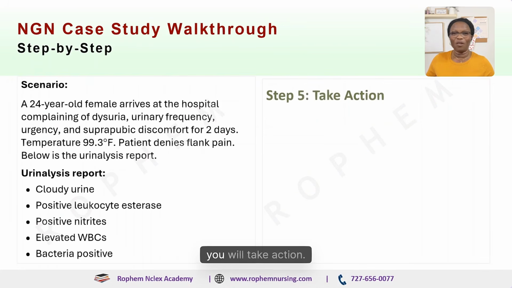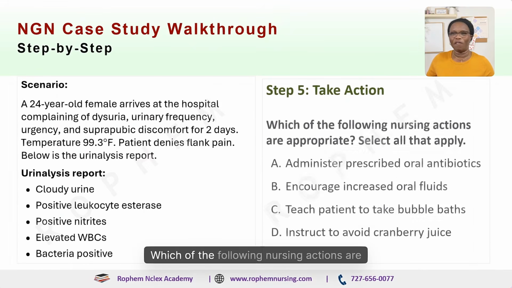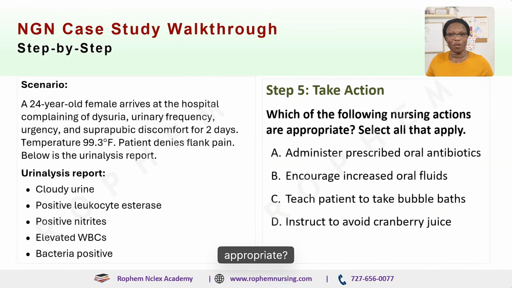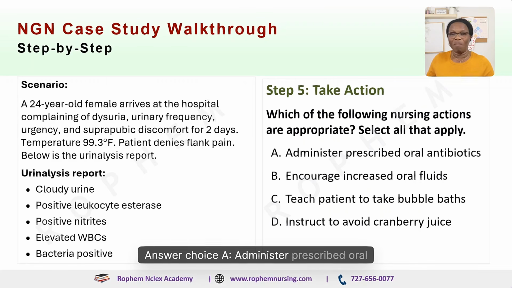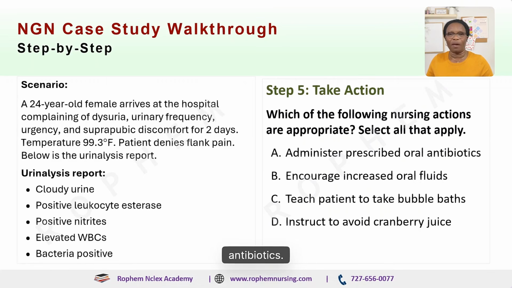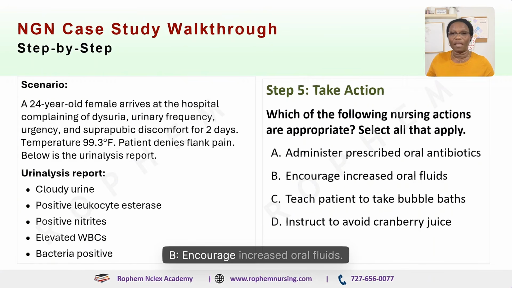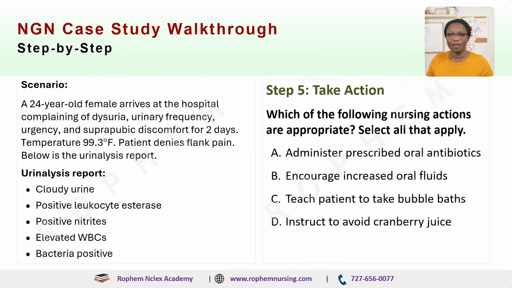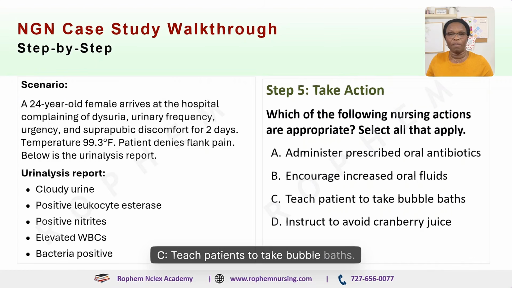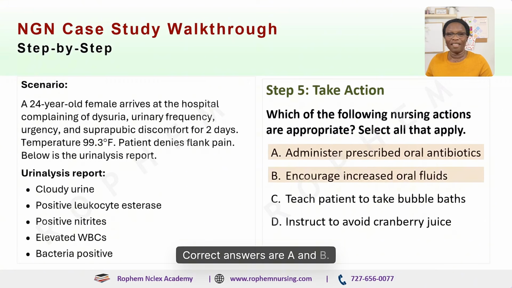In step 5, you will take action. Which of the following nursing actions are appropriate? Select all that apply. Answer choice A, administer prescribed oral antibiotics. B, encourage increased oral fluids. C, teach patient to take bubble baths. D, instruct patient to avoid cranberry juice. Which of them are your choices? Correct answers are A and B.